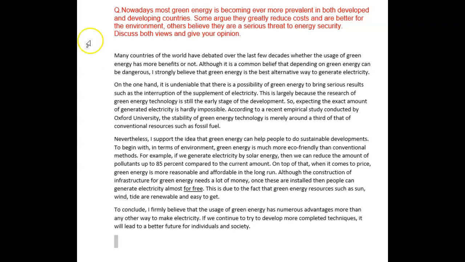Okay, let's try it again. Obviously, you can't change it here, but let's see. Many countries of the world have debated over the last few decades whether the usage of green energy has more benefits or not. Although it is common knowledge that depending on this new fuel can be dangerous, not this new fuel, but maybe this new, you know what? How about depending on renewable sources? That would have been good. Renewable sources. So, although it is a common belief that depending on renewable sources can be dangerous, I strongly believe that green energy is the best alternative way to generate electricity.